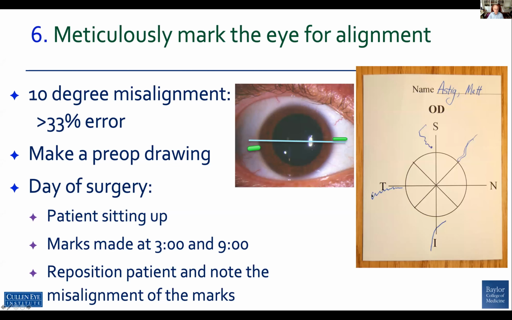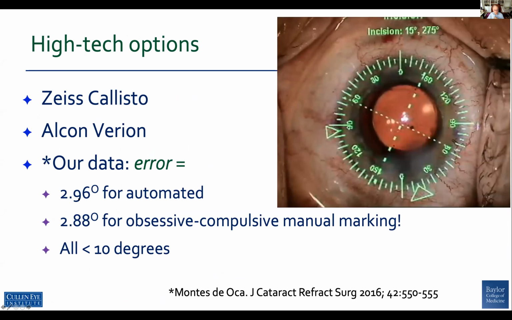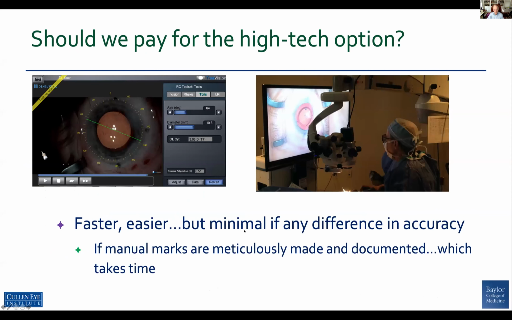Of course, we have these wonderful high-tech options. We just got the Zeiss Callisto, which is wonderful, and the Alcon Verion. But we published that the amount of error we got for automated versus this very obsessive-compulsive manual marking was the same, less than 3 degrees, and all of the eyes were less than 10 degrees. So I think you can do manual marks and get equal results to these automated systems. The automated systems are admittedly faster and easier, and they're cool as heck, but not necessary. I think we'll go to those over time, but not necessary.